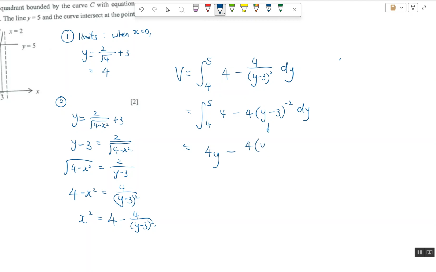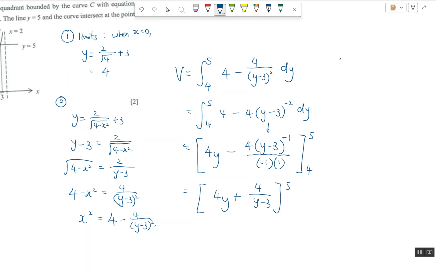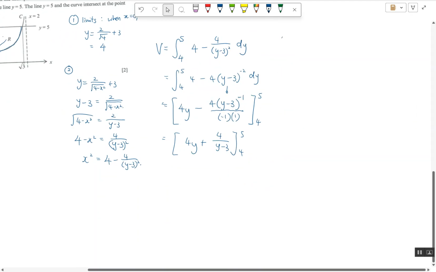This is just the normal chain rule: to the power of negative 1, add 1 to the power, divide by negative 1. Yeah, the coefficient of y is 1, so you can put the 1 down here, but you don't have to, it doesn't matter. Okay, 5 and 4. So all you need to do is make it nice first. 4y minus, or rather become plus, 4 over y minus 3, put the 5 and the 4 inside, and now just key into your calculator, and you should get the final answer, which is all in numbers.